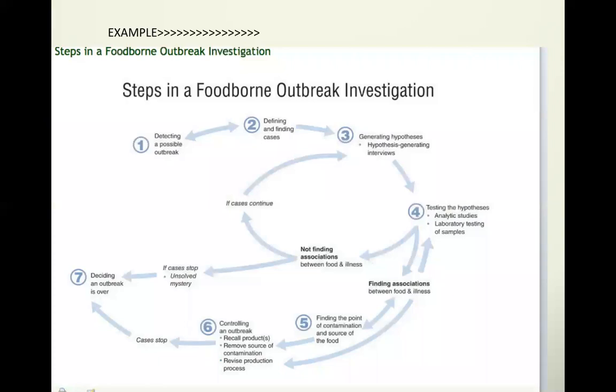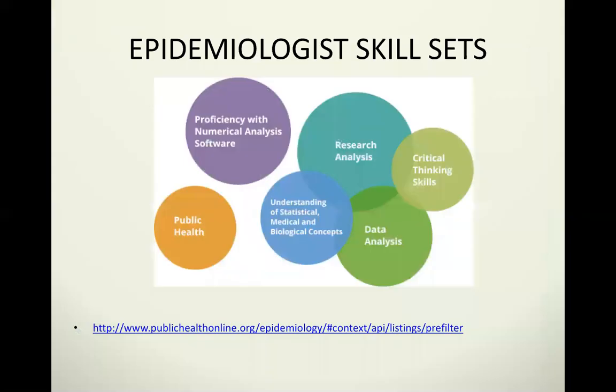First, one of the big things they do is also foodborne outbreaks. So they look at where the outbreak is, defining and finding the cases, creating a hypothesis through interviews, and tracking down people, even all the way to the point after everyone's gotten better, to make sure that the disease outbreak is contained.